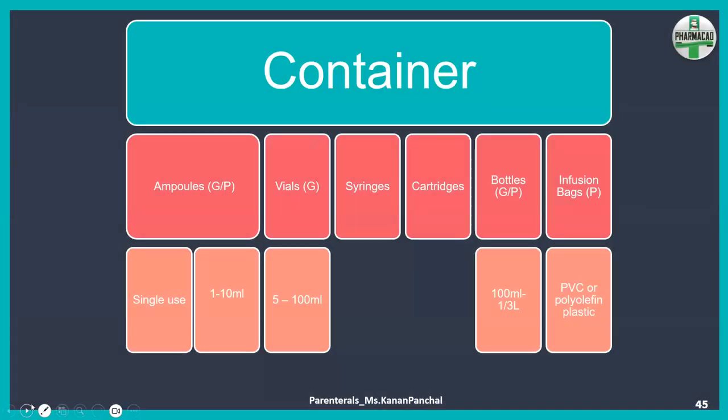Okay. So these are the different types of containers which are used in parenterals. You have ampules. G and P stands for glass and plastic. So ampules dono ho gaye, glass and plastic ke. Vials, syringes, cartridges, all of these are glass case. Syringes can be glass and plastic both. Then you have bottles and you have infusion bags. Infusion bags and bottles are for LVPs. Okay, and they are usually of plastic. And yahan pe inka volume likha hai and all.